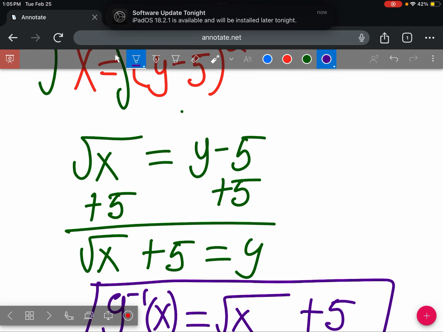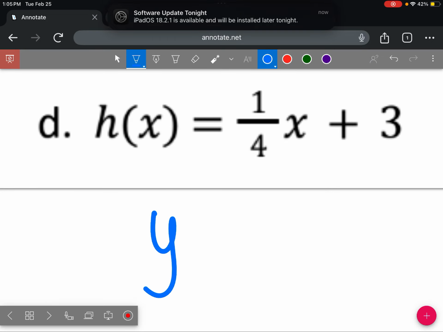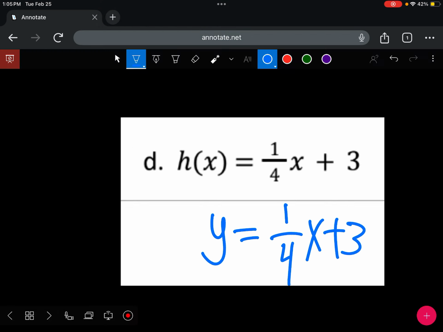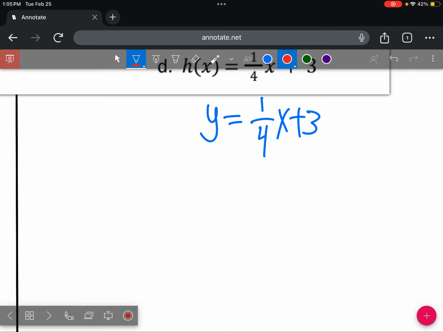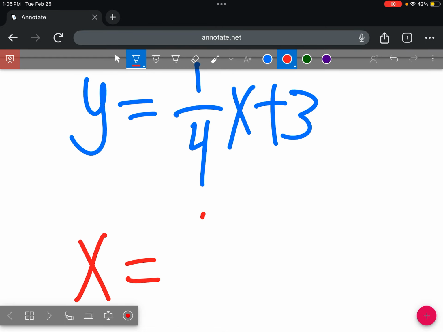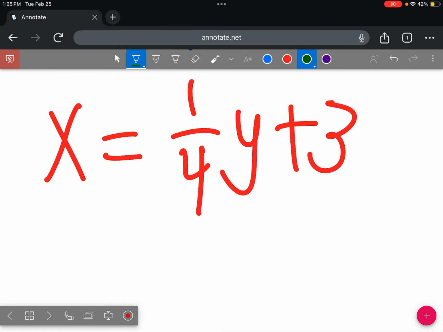All right, let's take a look at this one. Y is equal to 1/4 x plus 3. All right, now we better know, Eric, what's my next step after I change that? So I should write x is equal to 1/4 y plus 3. All right, what would I then do on both sides? Subtract 3 first. Subtract 3.